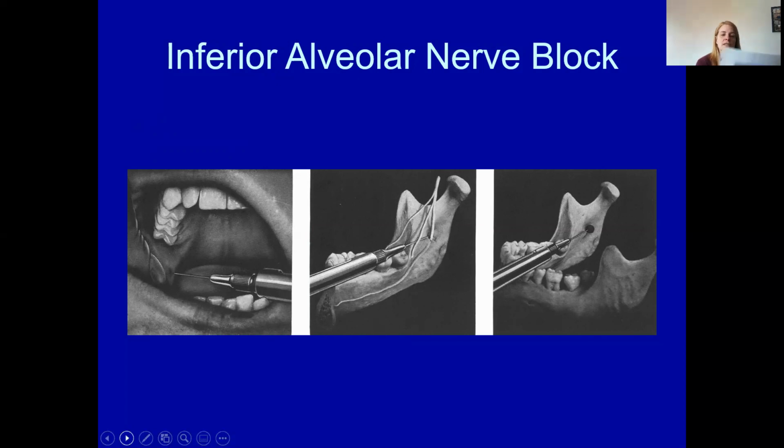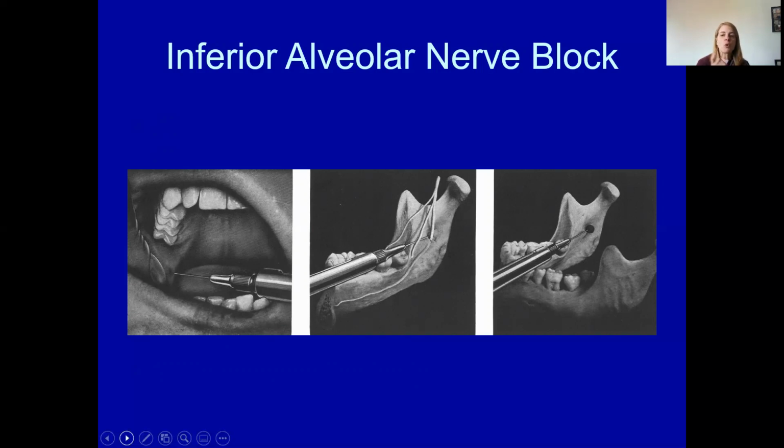There are 7 different things that get anesthetized from the IA. The facial gingiva of the mandibular anterior teeth and premolars, all of the teeth to the midline, skin of the chin, lower lip, mandibular teeth, all of them, lingual gingiva of the mandibular teeth, floor of the mouth, and anterior 2/3 of the tongue.